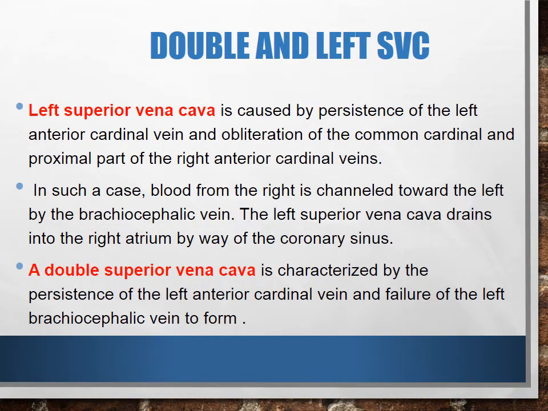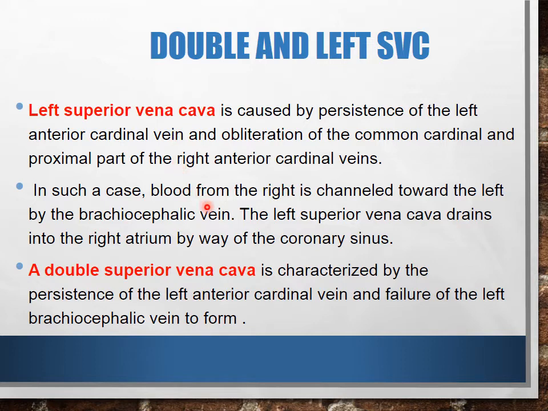Now, the superior vena cava. You have talked about how the superior vena cava is formed by the right common cardinal vein and the proximal portion of the right anterior cardinal vein. So it can be double, or left. Again, the left superior vena cava is the persistence of the left anterior cardinal vein and obliteration of the common cardinal vein here, and the proximal part of the right anterior cardinal vein. So right sided veins are obliterated and left sided persist.